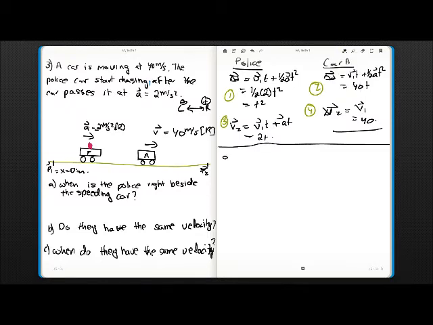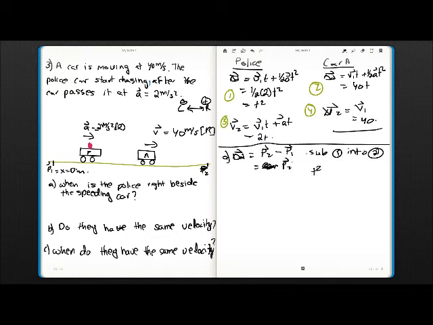Part A asks us, when is the police car right beside the speeding car? They're beside each other, so let's pick an arbitrary point, P2. That's when they're beside each other. If you find the displacement, both of them started off at P1, the initial position. So the displacement would be P2 minus P1, and that's just P2. Basically, we just need to find when they meet, and the way we can find that is by subbing equation 1 into equation 2.